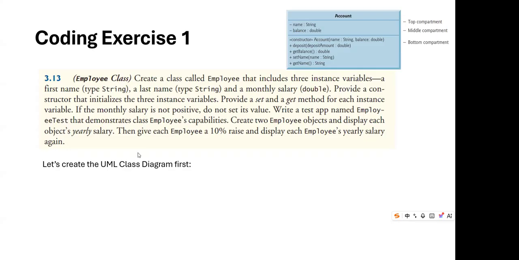So let's solve this problem starting from drawing the UML diagrams first. And I will do the first one. I will draw the top compartment, that is, Employee. Okay, you can refer to here. It's an example. And then I have finished the top compartment.